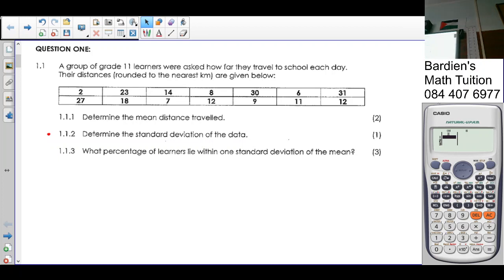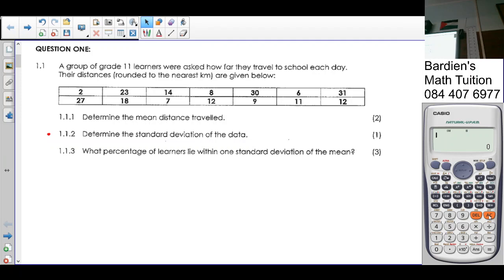So I need somebody to call out the numbers. It's going to be 2. Then I press equal to. 23 equals, 14, 8, 30, 6, 31, 27, 18, 7, 12, 9, 11, and 12. What do I do now? AC. In that case, I'm storing the information on the calculator.